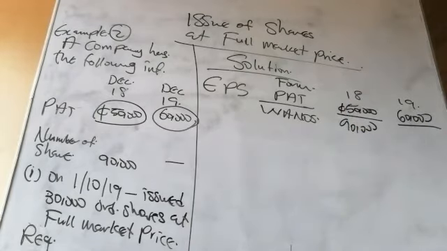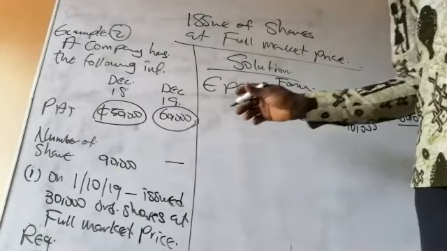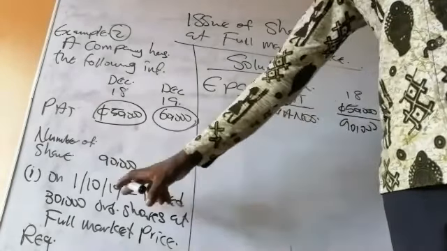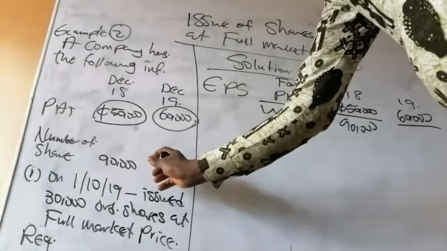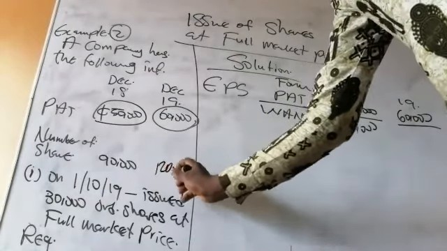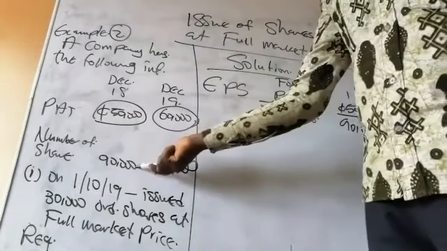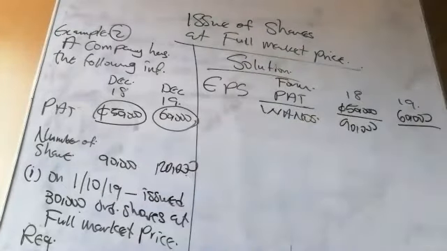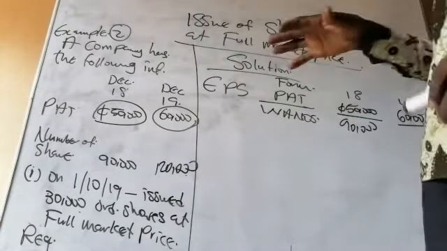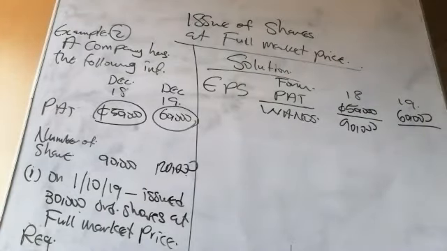Good. And when it comes to 2019, they made certain issues at full market price. So we have to take that into consideration. Even if the examiner considers including the 120,000 here, why 120,000? Because if you have 90,000 there and you issue 30,000 of it, it increases to 120,000. We are not going to put the 120,000 here, not at all. Why? Because not all the 120,000 contributed to profit.